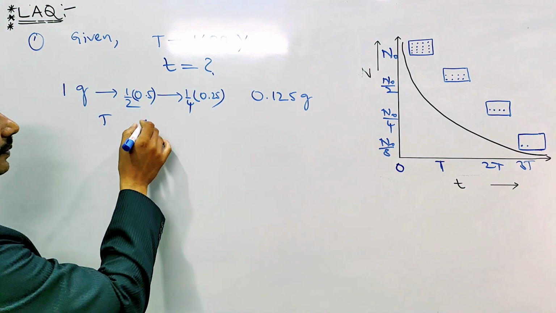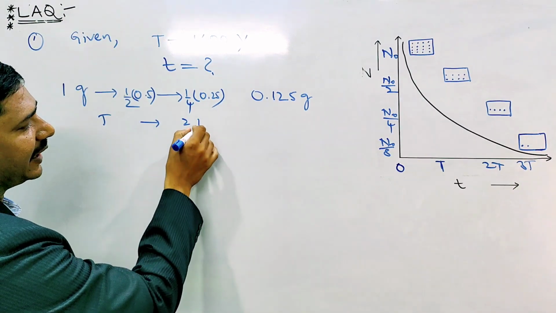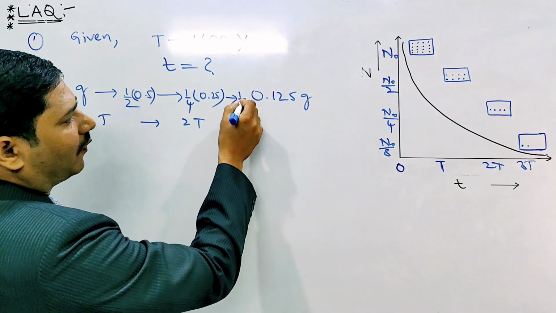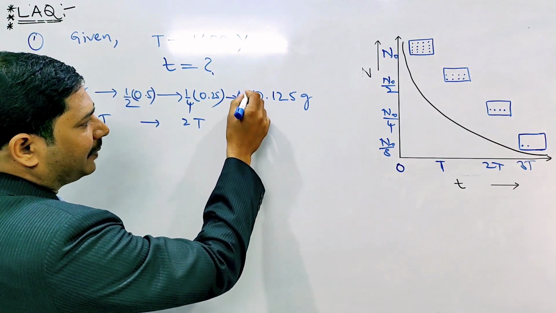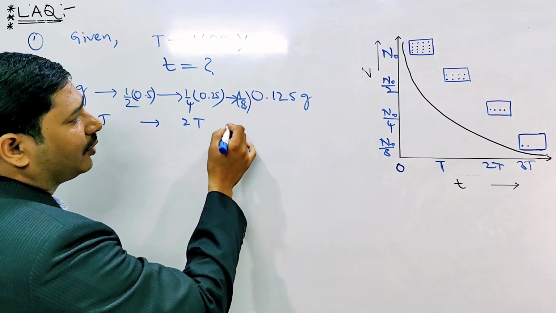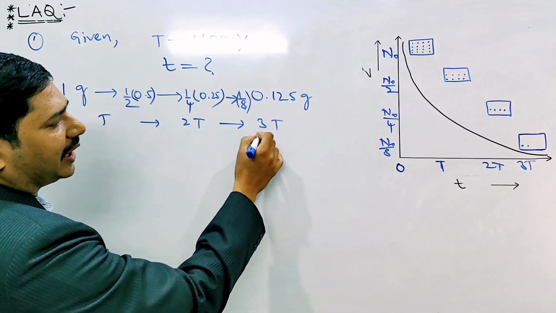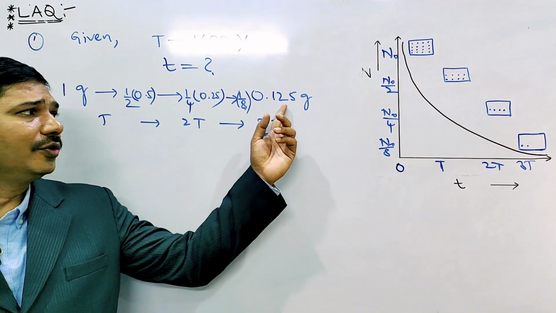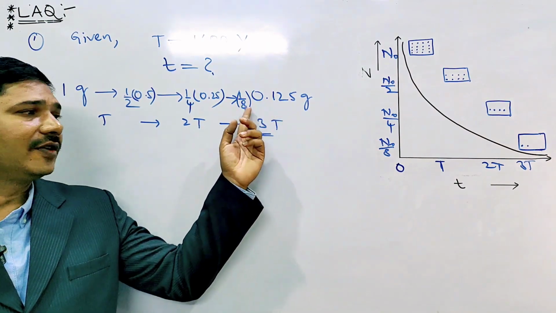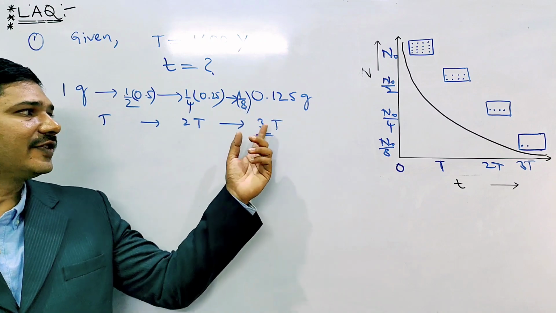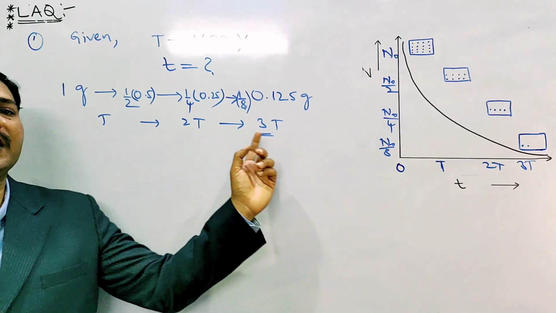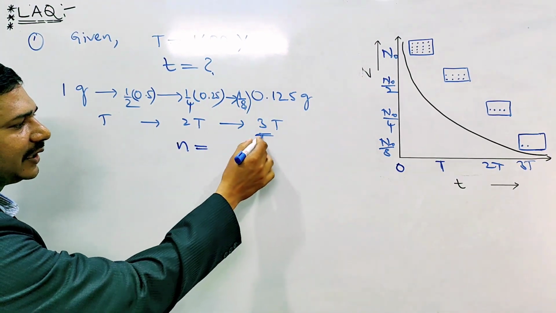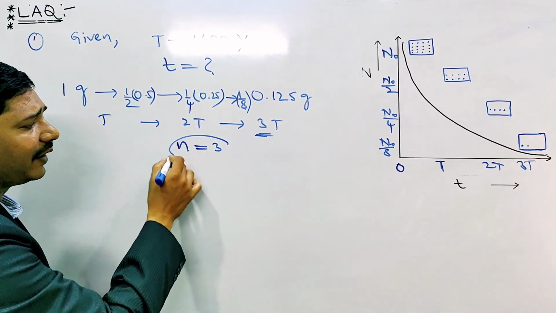0.25, that meaning is what? Another half-life, the second half-life it is taking. Next 0.5 to 1 by 8. 1 by 8 means what? Here 0.125 gram means 3 half-lives. So here 1 gram to 0.25, 0.125 grams means 1 by 8. That meaning is what? Total how many half-lives are there? 3 half-lives are there. So n equal to 3, total 3 half-lives are there.